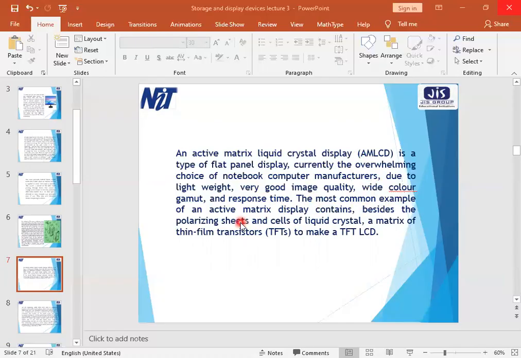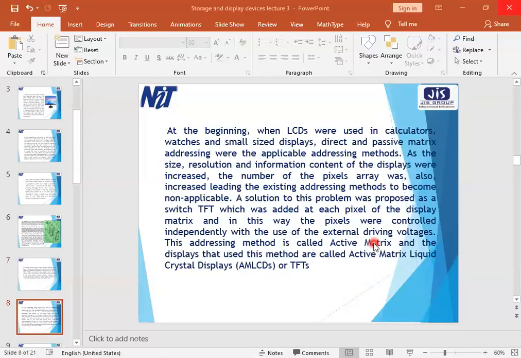The most common example of an active matrix display contains, besides the polarizing sheet and cells of liquid crystal, a matrix of thin film transistors, TFT, to make a TFT LCD. At the beginning, when LCDs were used in calculators, watches and small displays, direct and passive matrix addressing were the applicable addressing methods. But with the increase in pixels, the number of pixels in the array was also increasing. Because of that, the existing addressing methods became non-applicable. How to address these many pixels?